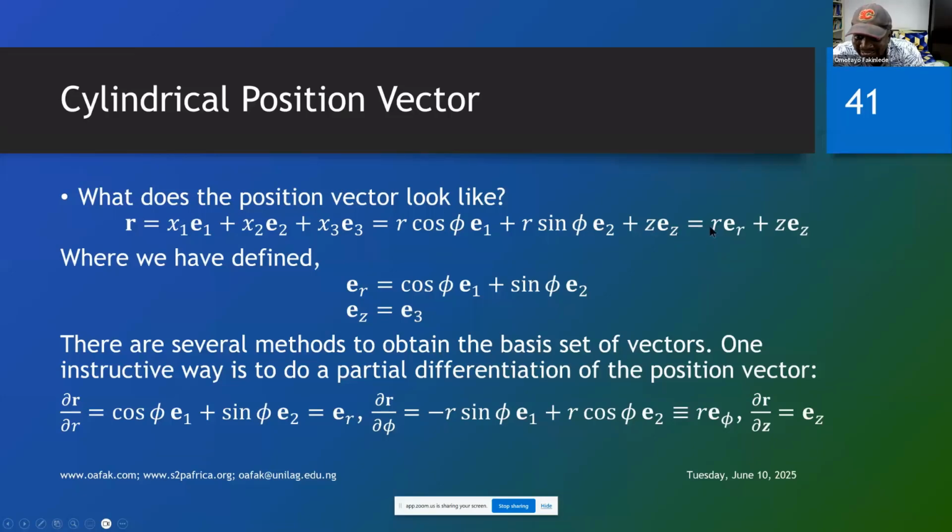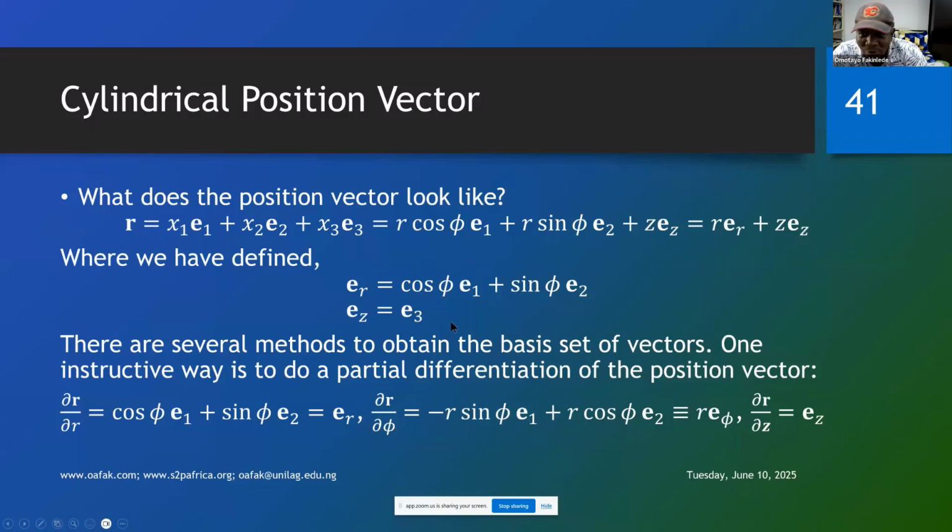So we can write this third equation as the same thing as R e_R plus Z e_Z. If we define e_R as cos phi e1 plus sin phi e2, and e_Z is e3, you can see that the position vector in the cylindrical system does not even have anything to do with phi. Where did the phi go? The phi vanished into thin air. You just have R e_R plus Z e_Z. Don't worry, you will see where the phi is hiding. We will bring it out shortly.